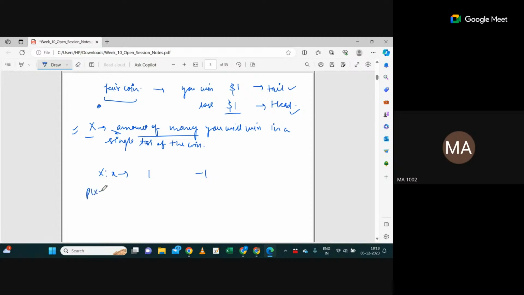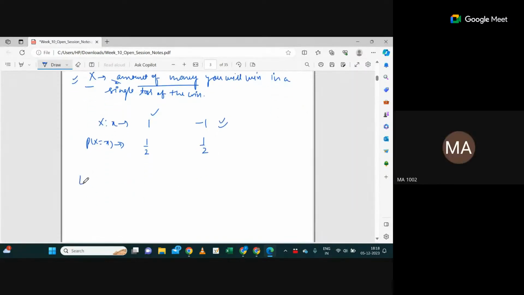And what will be the probability associated with this? But sir, probability is not negative, no? It's not a probability, it's a value. See the things clearly. It's not a probability, it's a value. Okay. And what is the probability associated with this value? One half. Why 1/2? Because this is a fair coin, and I will win one when tail is there and lose one when head is there. Probability will be half and half. Yes or no? Yes, sir.